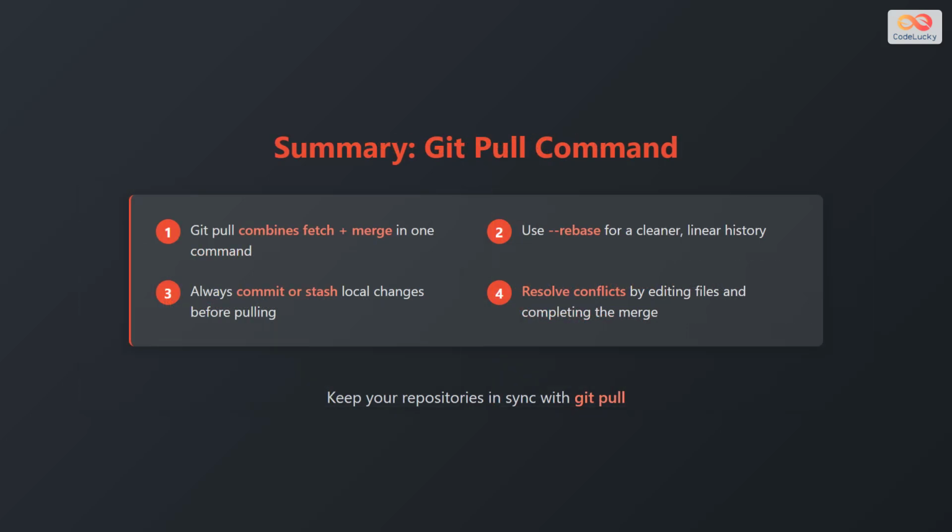In summary, the Git Pull command combines fetch and merge in one command. Use the rebase option for a cleaner, linear history. Always commit or stash your local changes before pulling. Resolve conflicts by editing files and completing the merge, and keep your repositories in sync with Git Pull.